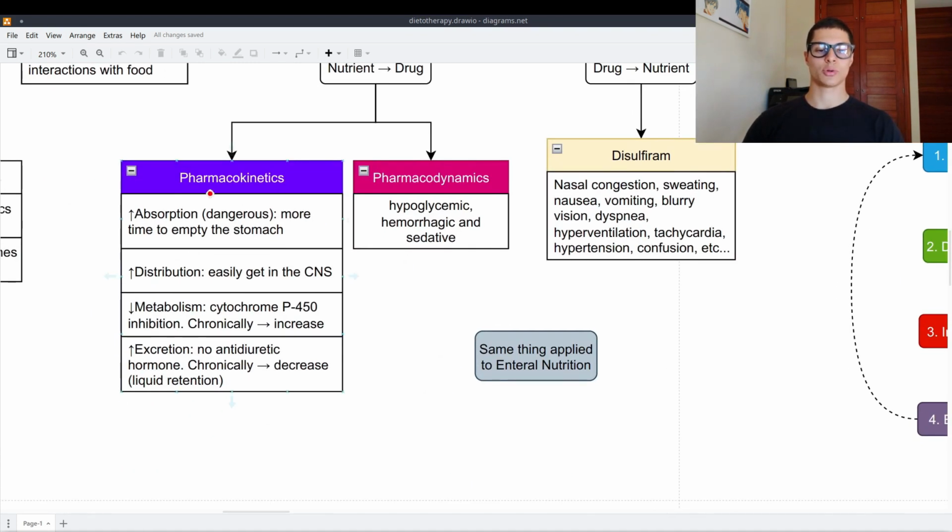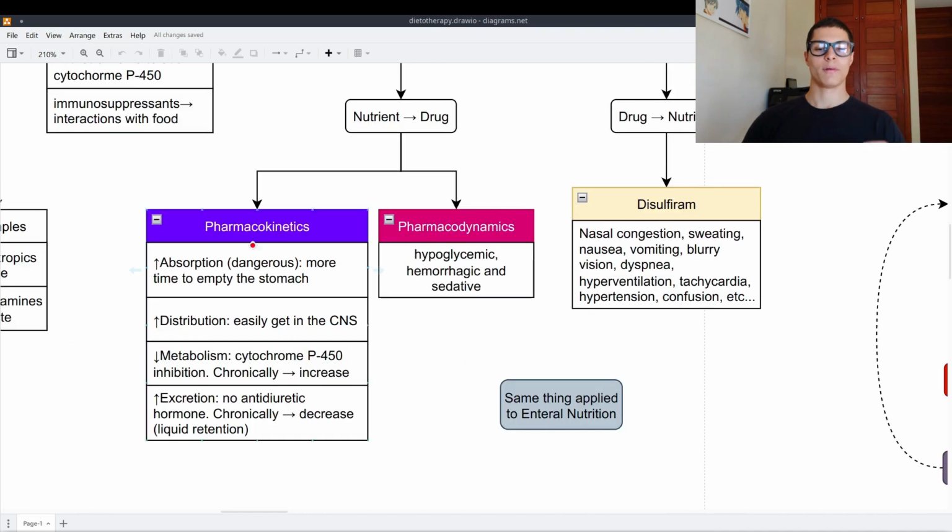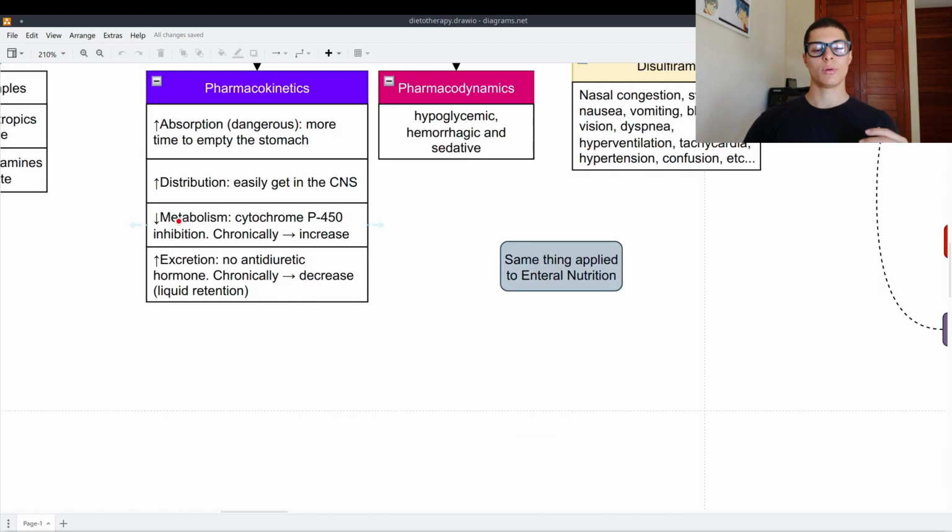Pharmacokinetics types, so affecting the absorption, distribution, metabolism, and excretion. With alcohol, there is higher absorption, which can be dangerous, and this is because there is more time to empty the stomach, so higher time in contact and therefore higher absorption. Higher distribution, it easily gets in the central nervous system. Lower metabolism, cytochrome P450 inhibition, so this will metabolize the drug in lower quantities and therefore increase the effect of it. Higher excretion though, no antidiuretic hormone, but chronically this will decrease, so there is a liquid retention.